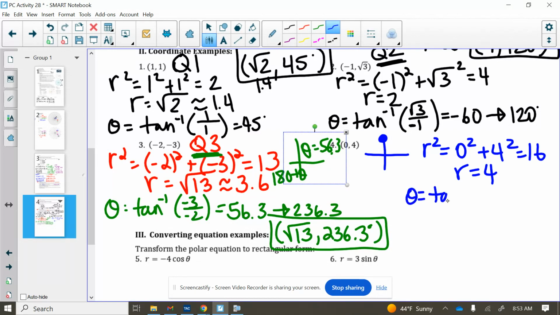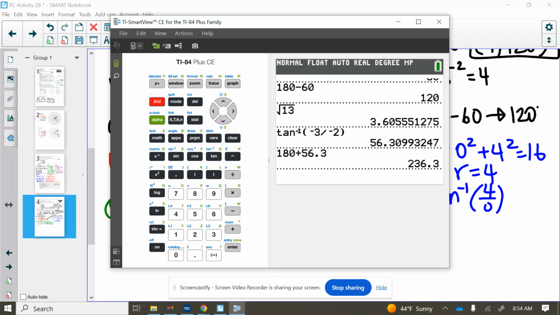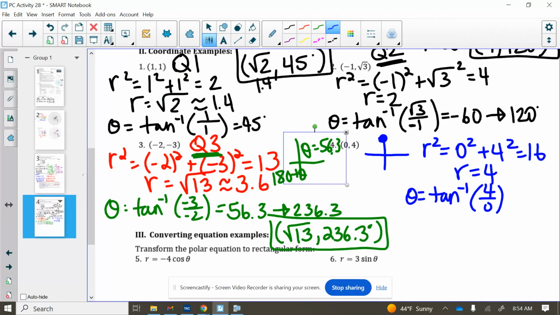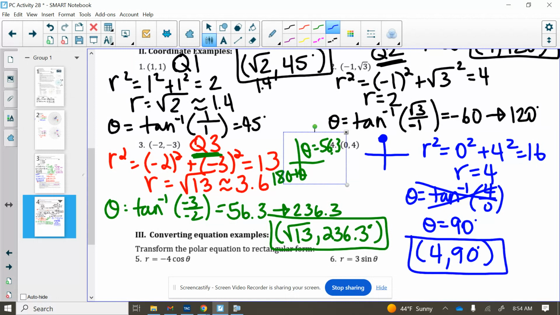And if you try to take tan inverse of y divided by x, what you're going to notice is we end up actually getting an error message. So y is 4, x is 0, we get an error message. Now we know, again, this is going up 4, right and left 0, so this is actually going up 90 degrees. So this part isn't really going to be useful to us, but thinking about the fact that this is on our axis at 90 degrees is going to be helpful to us. So our final r comma theta this time would be 4 comma 90 degrees.